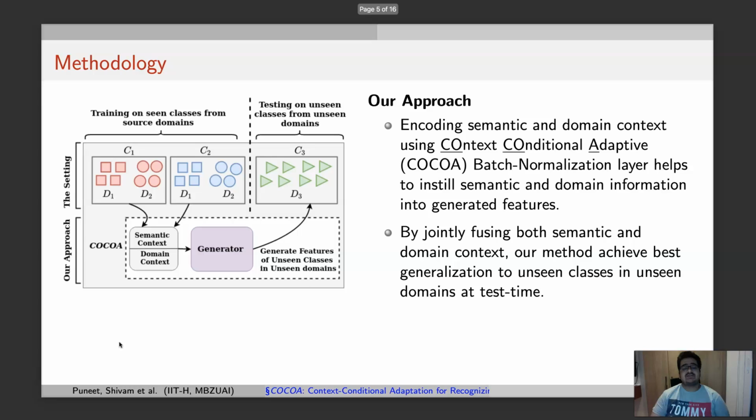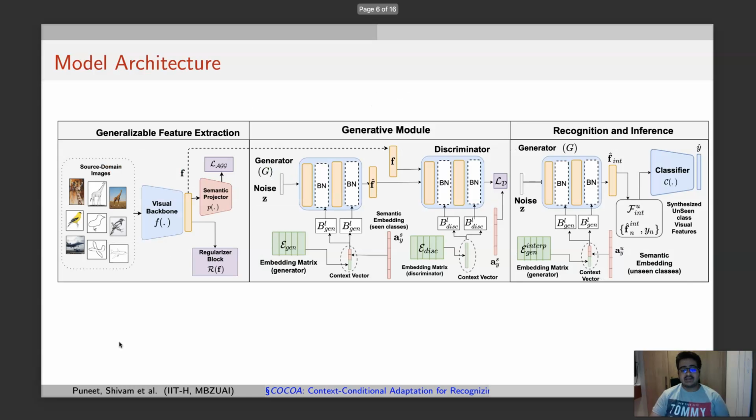Our approach is based on generating features which jointly fuse domain-invariant semantic information and domain-specific information to enable generalization to unseen classes and domains at test time. We achieve this by using context conditional adaptive batch normalization in our generative model. Now we look at the architecture of our model. Our method consists of three stages as shown.